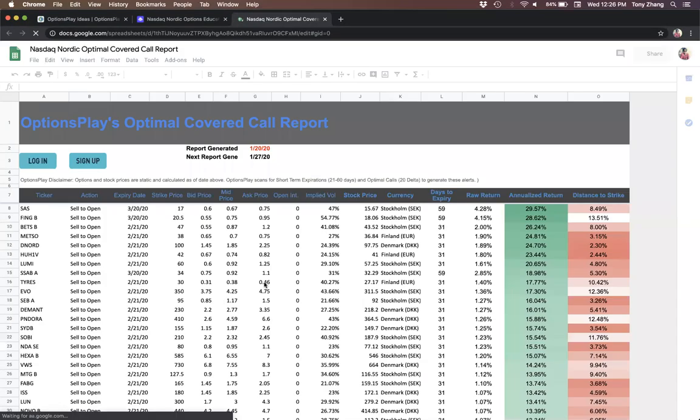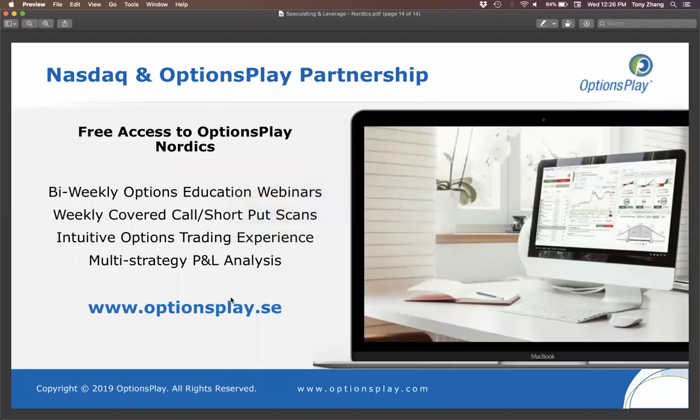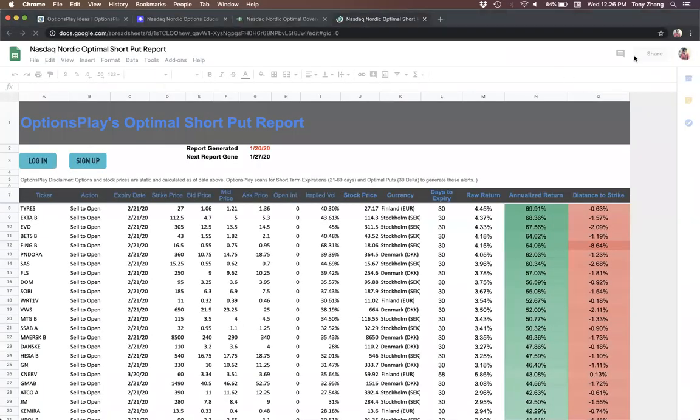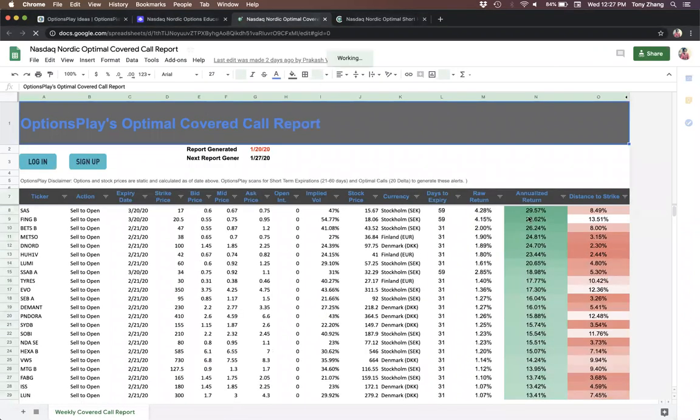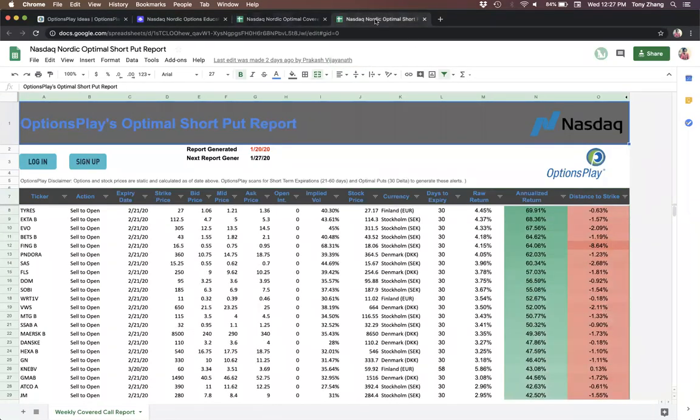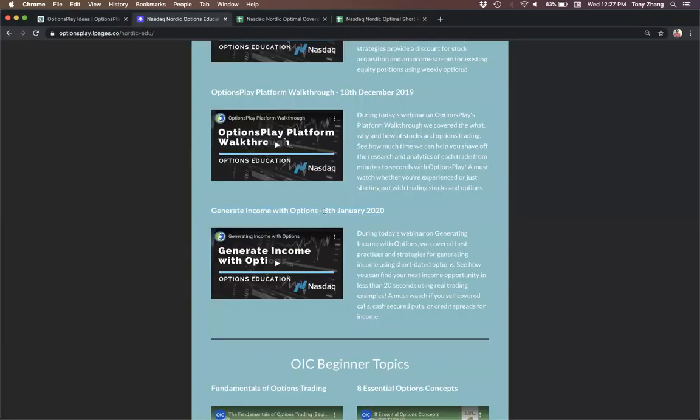So if you want to sell covered calls, this will give you a list of the top covered calls to sell. If you're looking to sell cash secured puts, this will give you a list of the top cash secured puts to sell, and it sorts it by the annualized return. So this gives you an understanding of where there are opportunities to generate income from selling call options on stocks that you own, and where to sell short puts on stocks that you want to purchase. So if you don't know what these reports mean, I recommend you watch that webinar recording from January 8th.